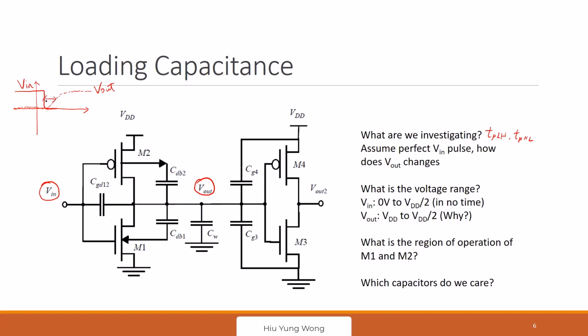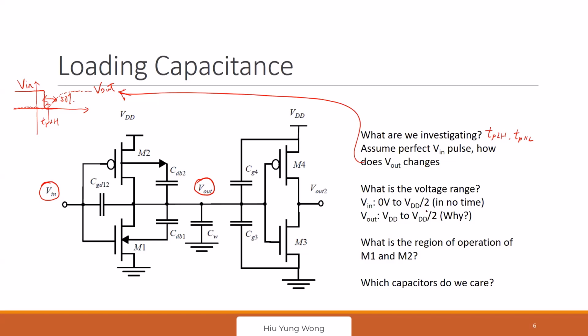And what do we measure? We measure for 50%, remember? So this is what we care about, from here to 50%, right? If the input pulse is perfect, a step pulse, then the output will step up. You will see something like this. This is how it responds, okay? So then what does the voltage range mean? It means that my input goes from 0 to VDD divided by 2, right?